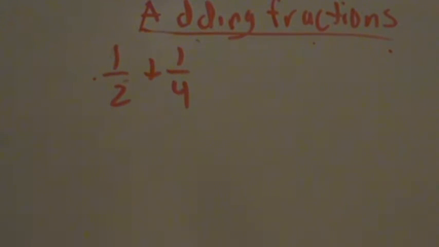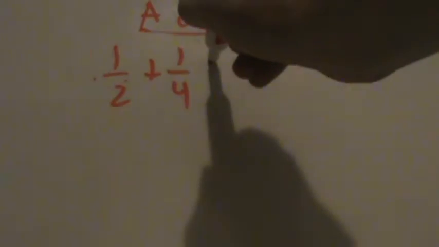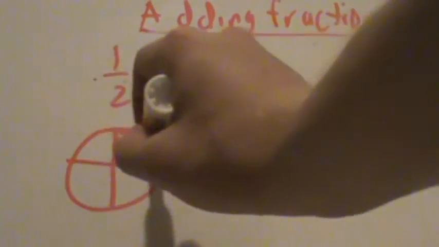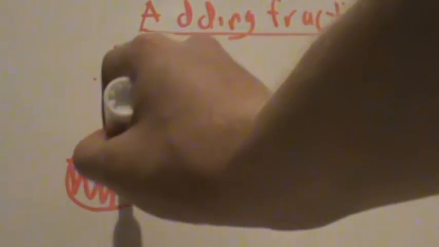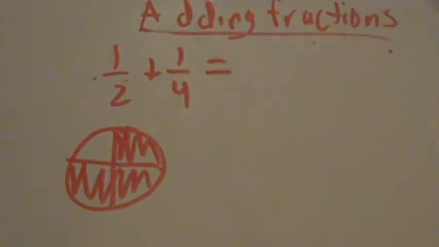Well, let's say you were to add these, okay? Let's say, I don't know, for some reason you would think that, well, let's make a drawing first. Let's make a pie, because I really like pie. So we know that we're adding 1/2 of the pie with another 1/4 of the pie.